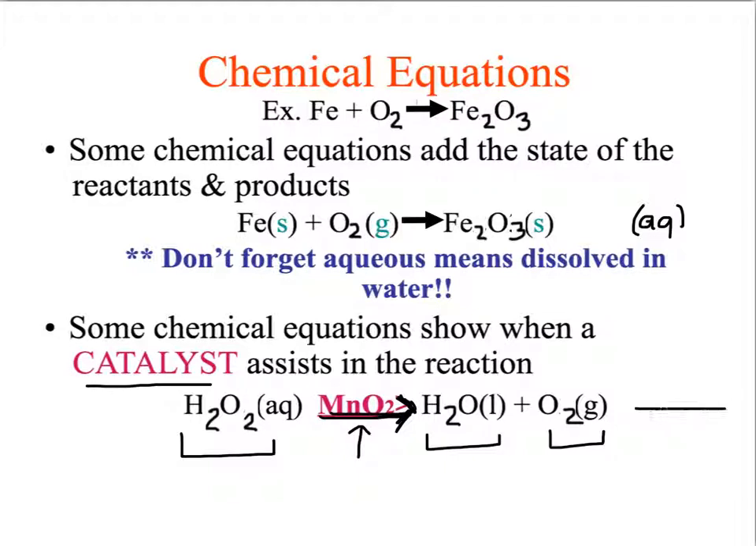Another one that's not in these notes that you might see is a triangle above the arrow, and that means heat.